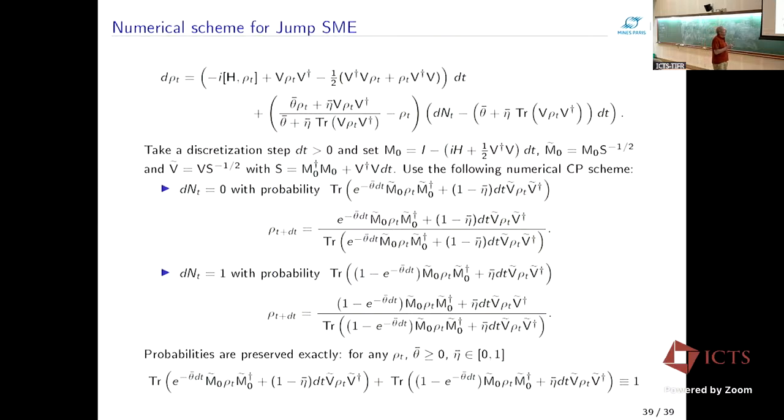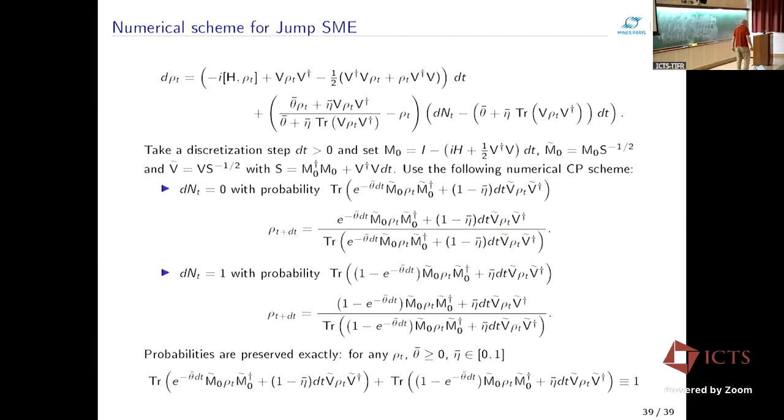So when you take this guy plus this guy, it is an exact quantum channel, okay? And the probability which is here plus the probability which is here is exactly 1. Of course, assume that theta bar is large. You replace 1 minus theta bar dt by exponential minus theta bar dt. So it is a numerical scheme that you can use even for dt quite large with respect to your system.